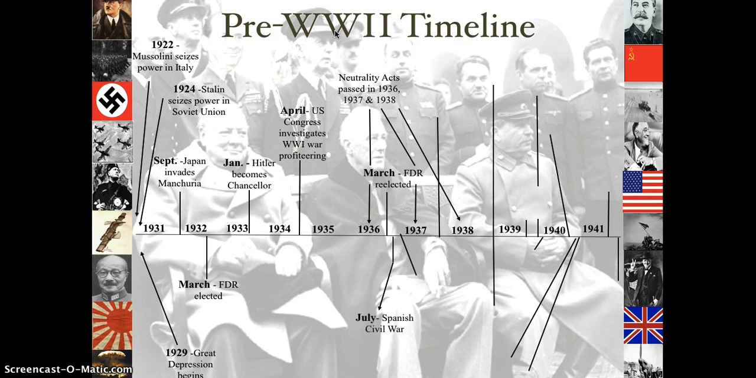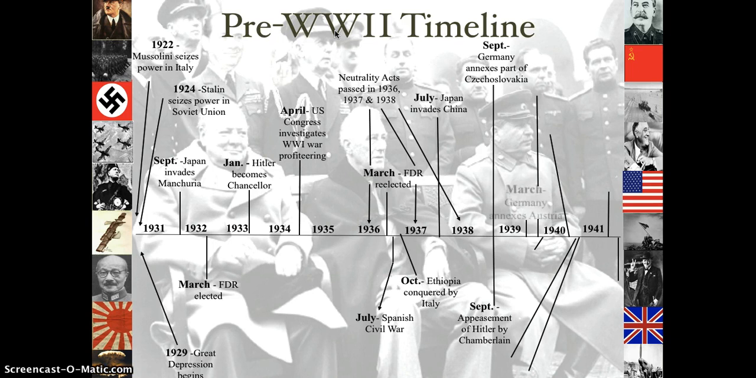The Spanish Civil War erupts in Spain, essentially along communist and fascist lines. We'll talk more about that. There's a different name for it, but for our purposes. Italy will invade Ethiopia in Africa as a demonstration of their aggression. Japan will invade mainland China in 1937. Germany will take part of what's called Czechoslovakia, and Hitler will be appeased by a guy named Chamberlain. Germany will annex Austria.